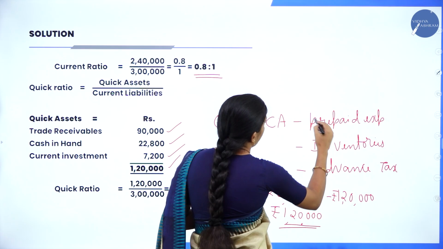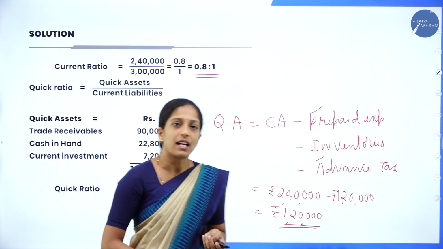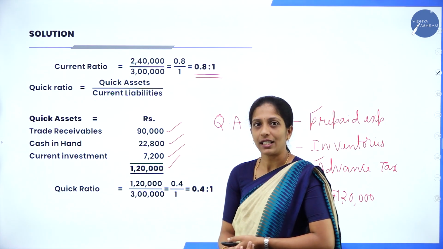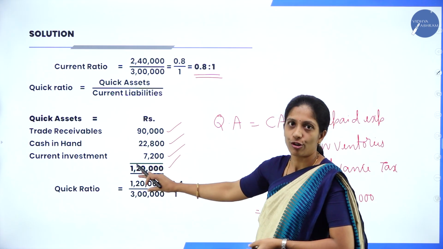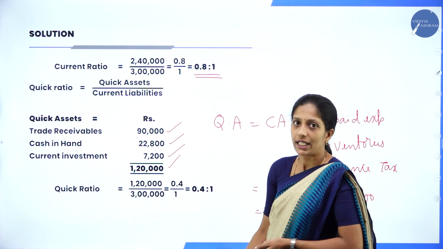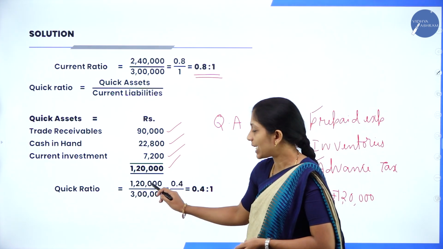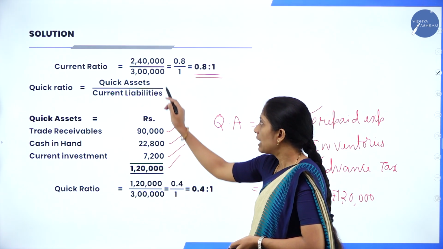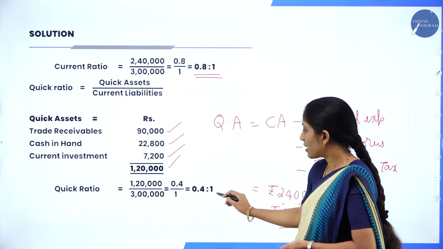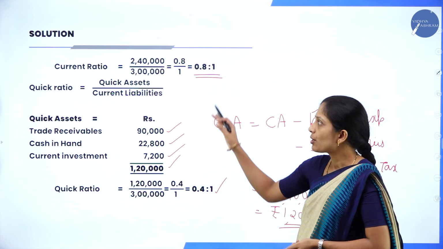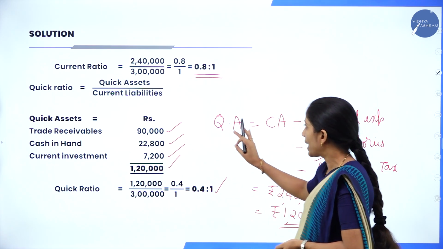Because we don't have prepaid expenses as well as advance tax, your formula will be quick assets is equal to current assets minus inventories. You will get the same here also, that is 1,20,000. So quick ratio is equal to quick assets 1,20,000 divided by current liability 3 lakh. So you will get 0.4 divided by 1, that is 0.4:1. Hope you are clear about this question. Either you can calculate like this or you can apply the formula.